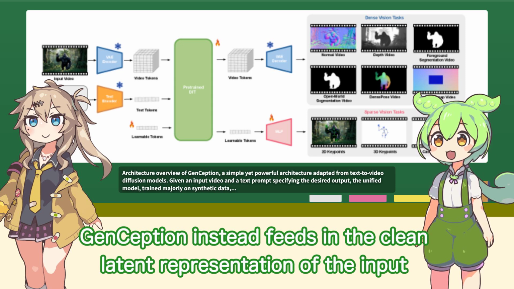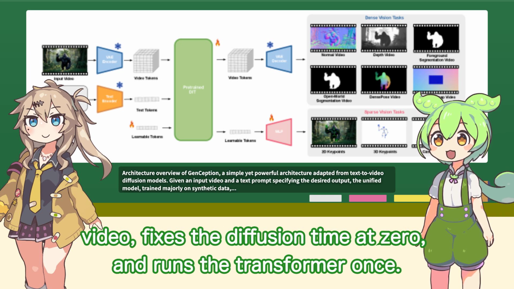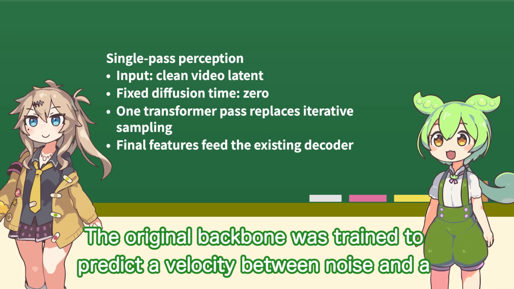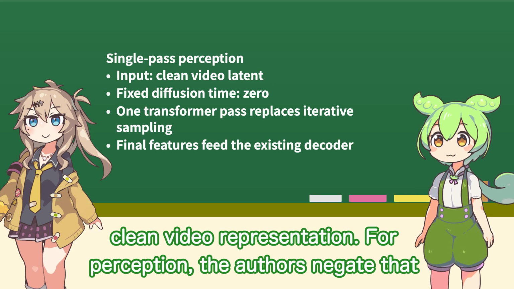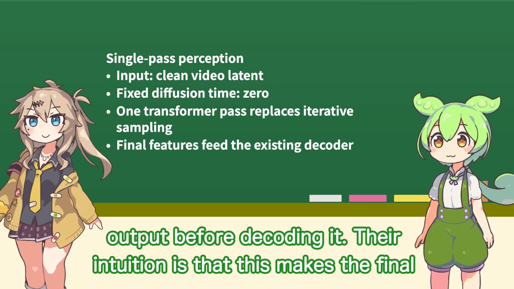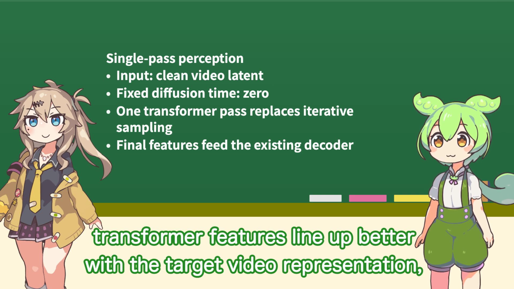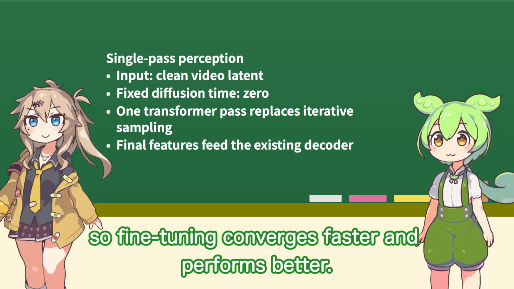GenSection instead feeds in a clean latent representation of the input video, fixes the diffusion time at 0, and runs the transformer once. The original backbone was trained to predict the velocity between noise and a clean video representation. For perception, the authors negate that output before decoding it. Their intuition is that this makes the final transformer features line up better with the target video representation, so fine-tuning converges faster and performs better.